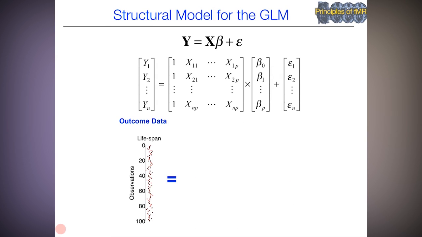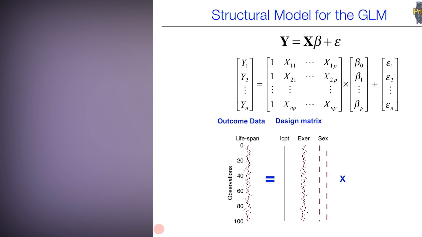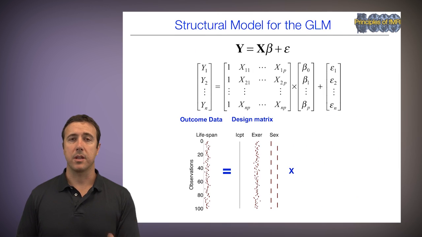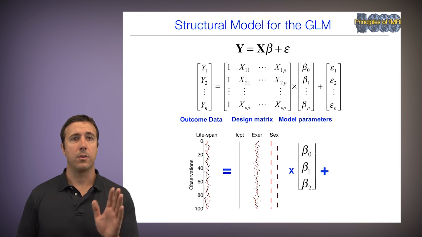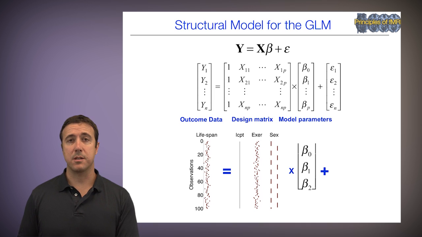So let's review again the structural model for the GLM, which is y equals x beta plus error. So we have some outcome data here. This is not a GLM example, but it works just fine for us, which is really a series of observations. And the design matrix, which is usually an intercept, and then predictors that can be continuous or categorical. Those are multiplied by model parameters, one slope for each of those regressors in the design, and these are the things that we estimate when we fit the model, plus the residuals, everything left over.